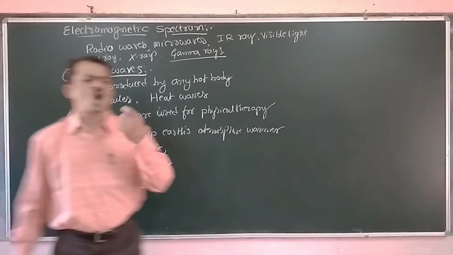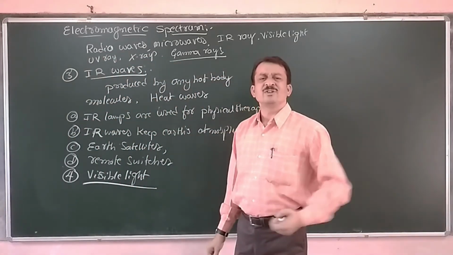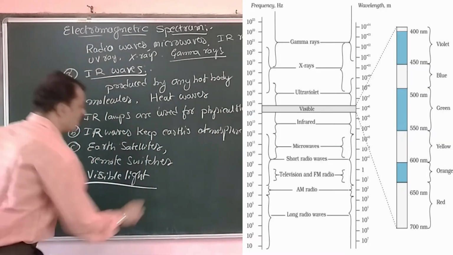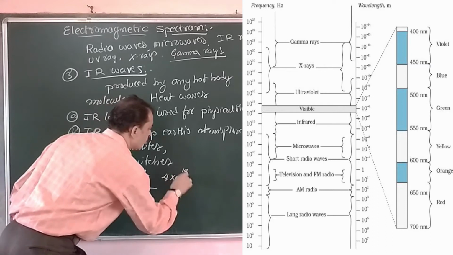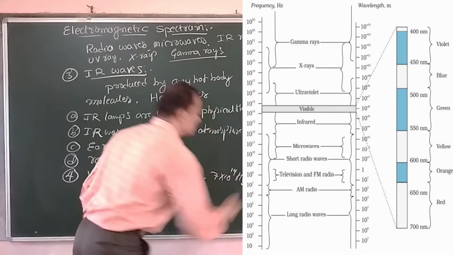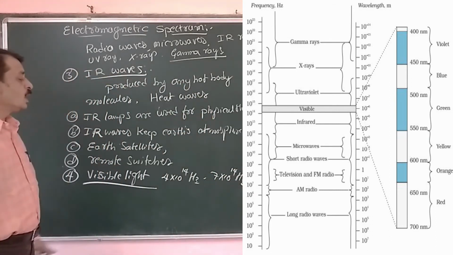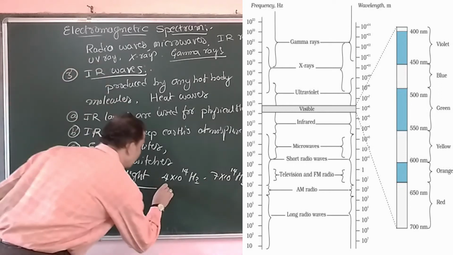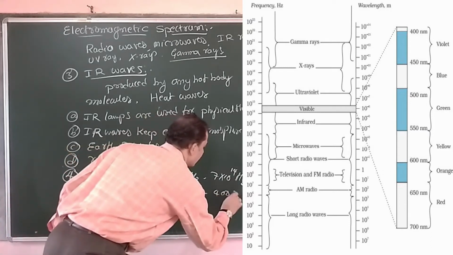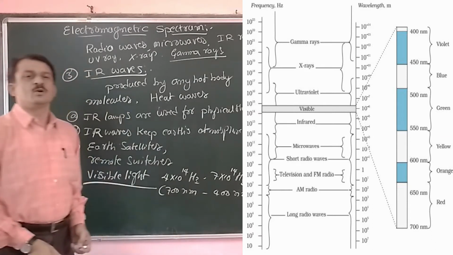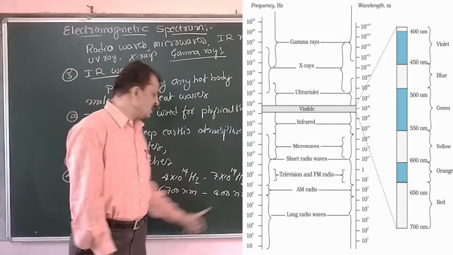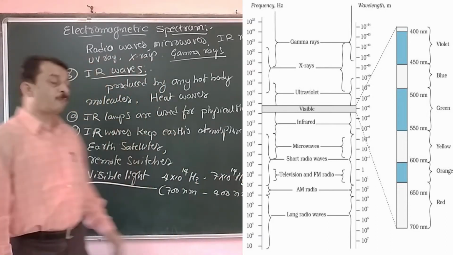This is the only small part of the electromagnetic spectrum which is visible to the naked eye. Now its frequency ranges from 4 into 10 to the power of 14 hertz to 7 into 10 to the power of 14 hertz. Or in terms of wavelength, we are having 700 nanometer to 400 nanometer. Now 700 corresponds to red, and 400 corresponds to violet.